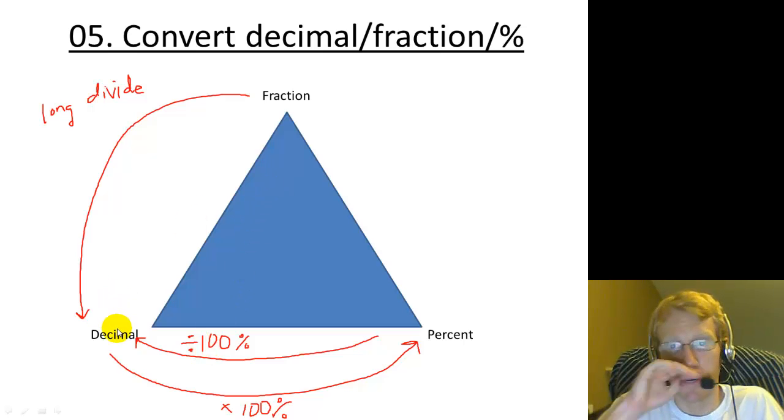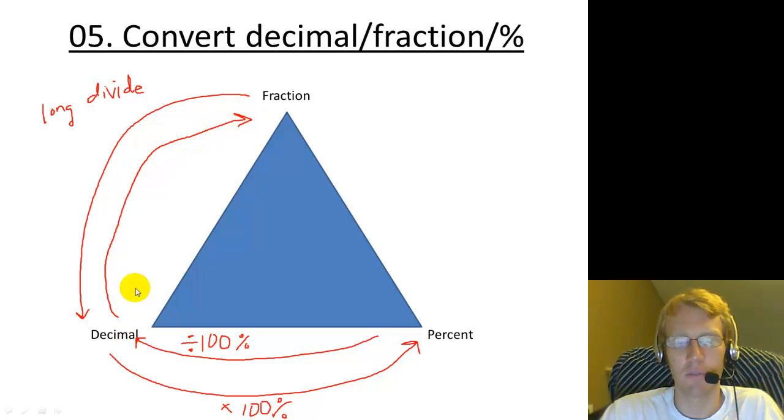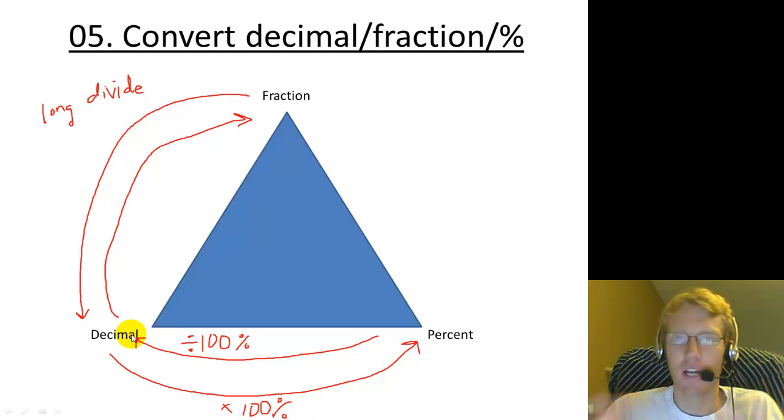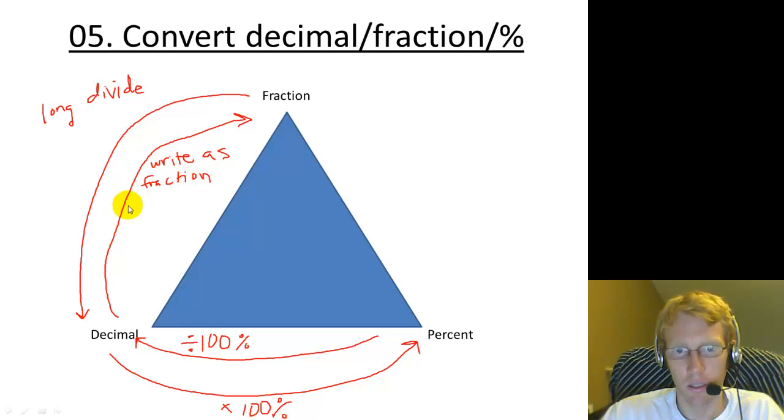If you have a decimal and you want a fraction, let's look at this option here. So say you have like 0.25. How do you write that as a fraction? You typically first write it as a fraction over 10 or over 100, etc., and then you reduce it.